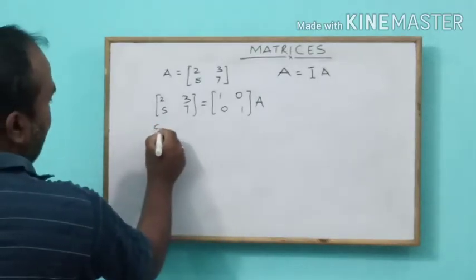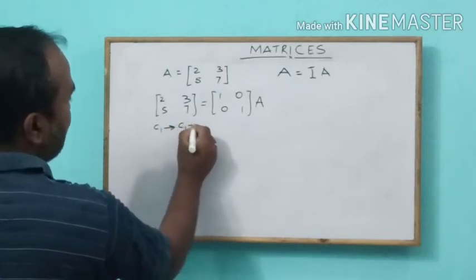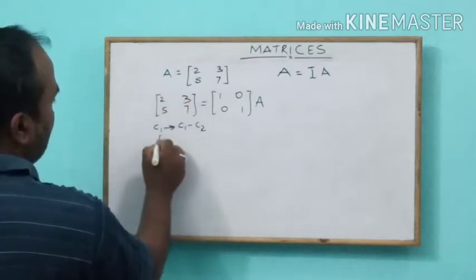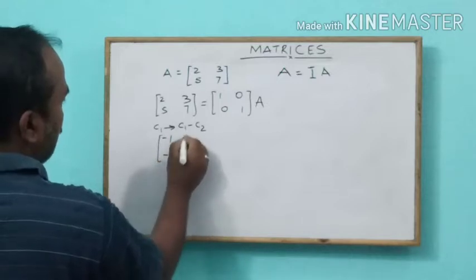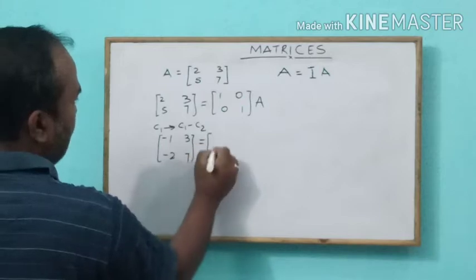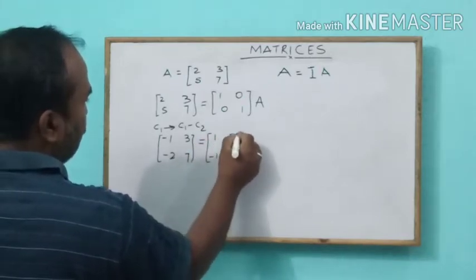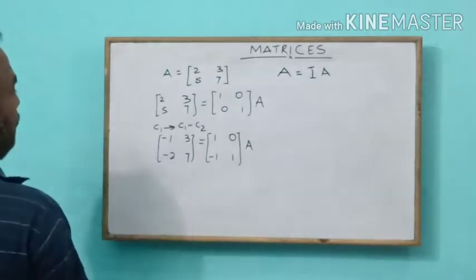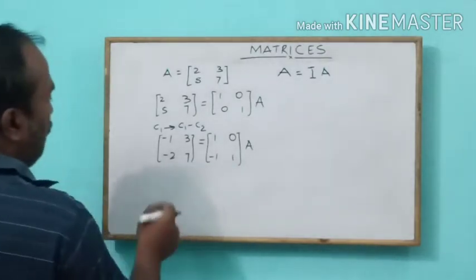So we change C1 to C1 minus C2. This is the first column minus the second column. So this becomes 2 minus 3, that is minus 1, 5 minus 7, that is minus 2. The second column remains as it is. Same thing here, 1 minus 1, 0, 1. This remains as it is, A. You do not touch this. This is the rule of elementary column or row operations.